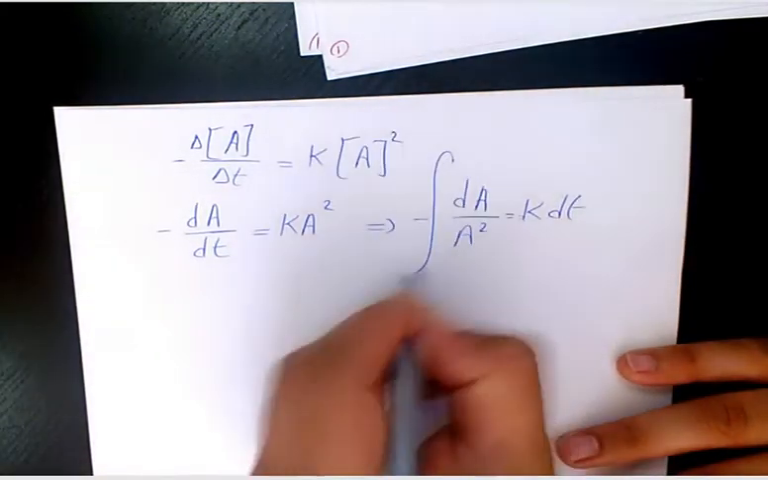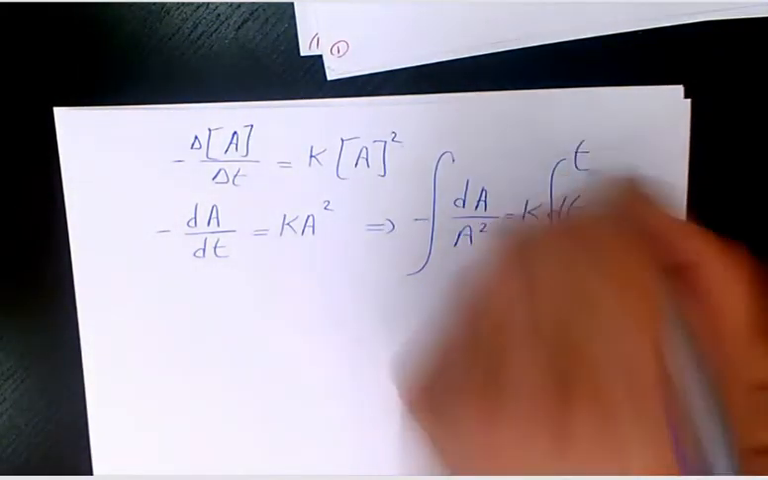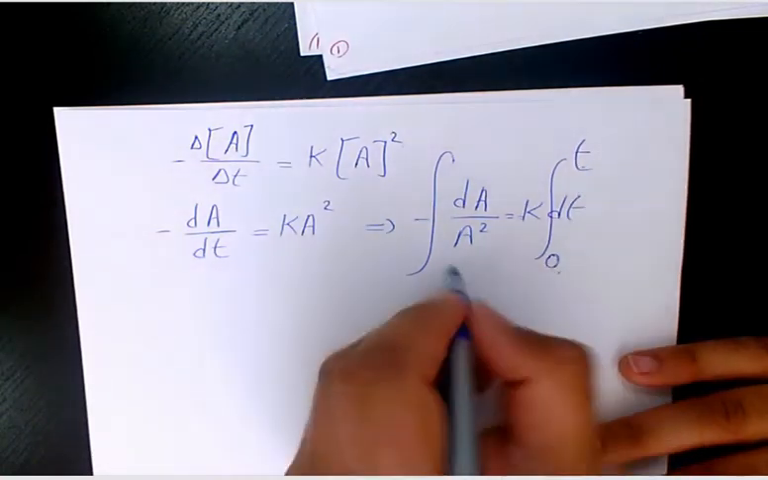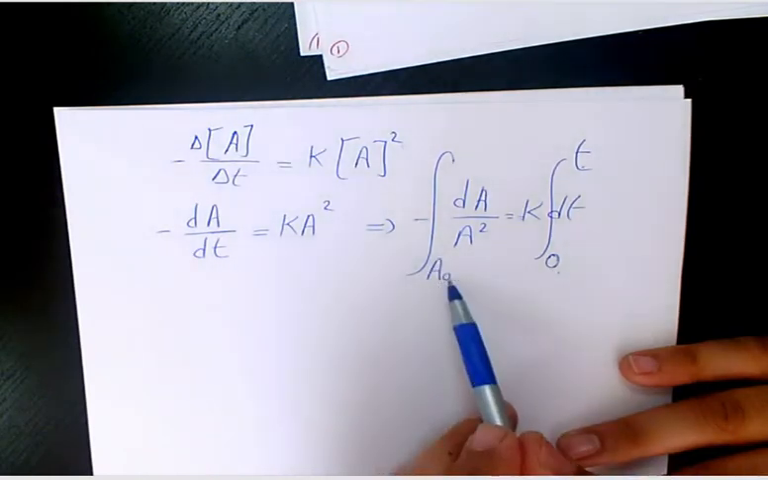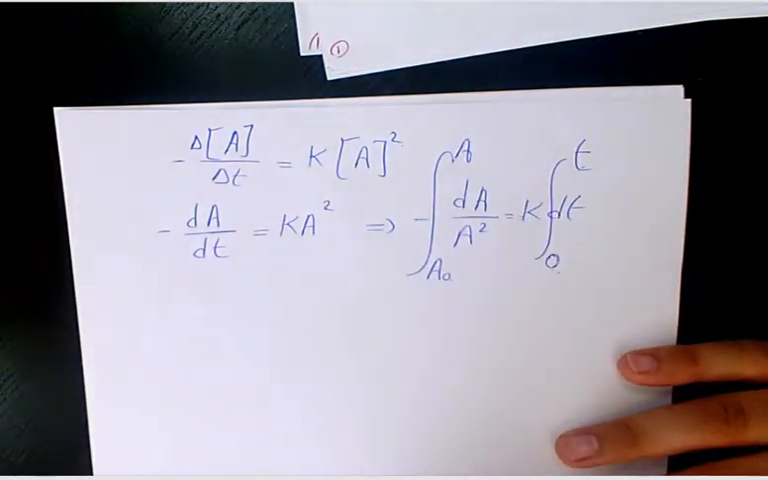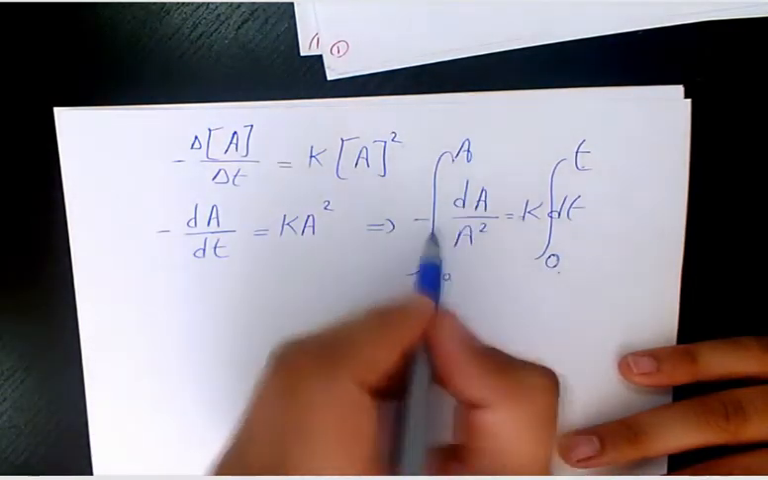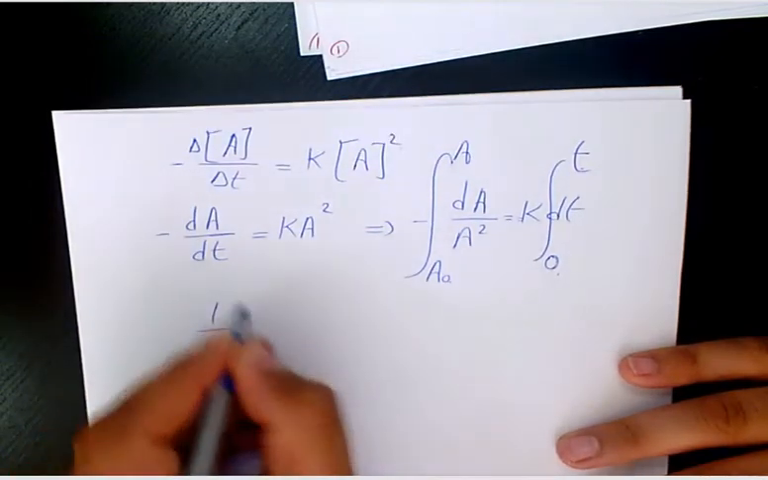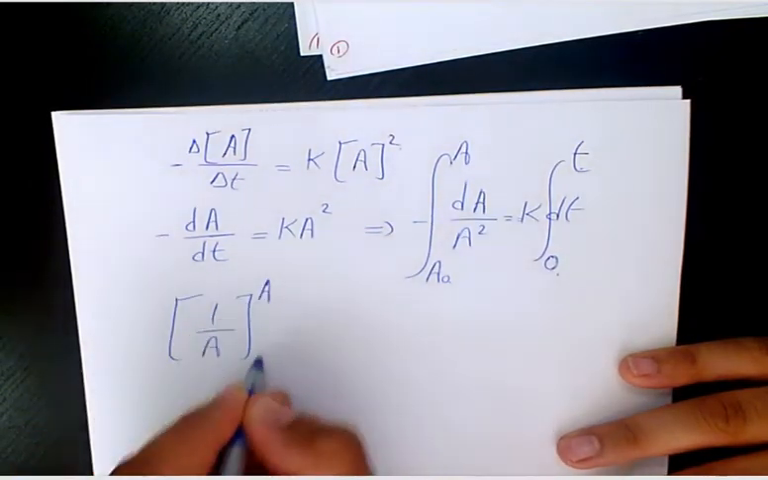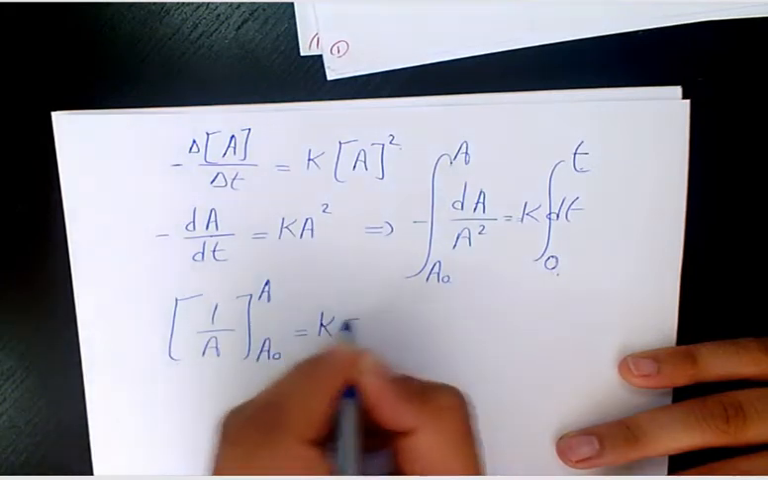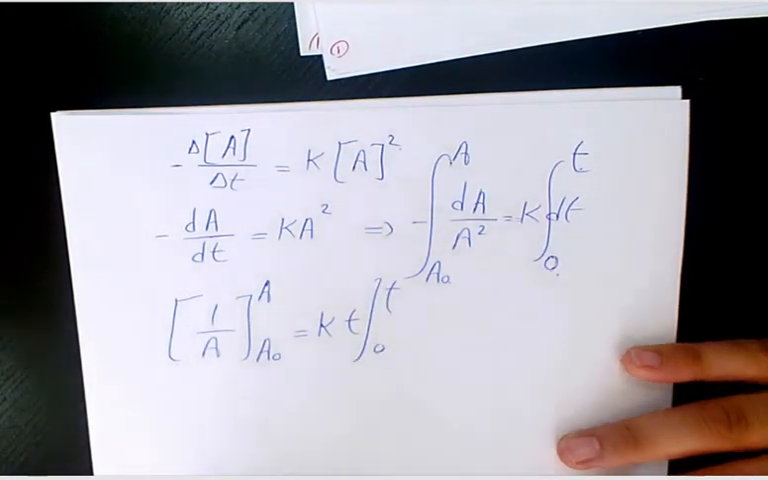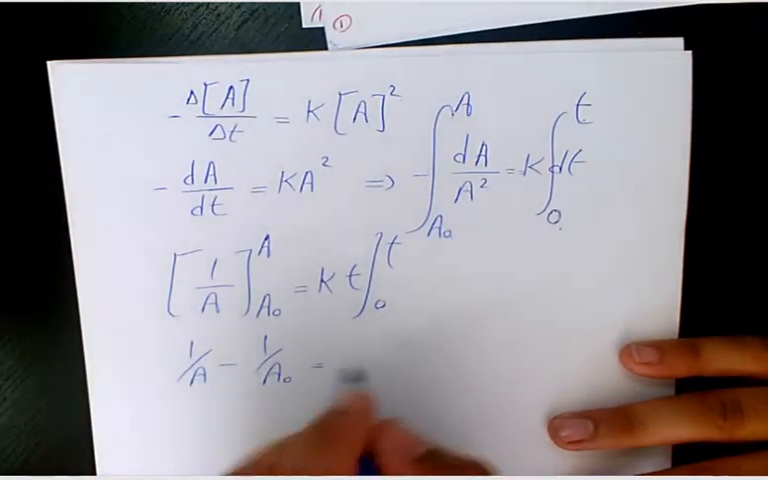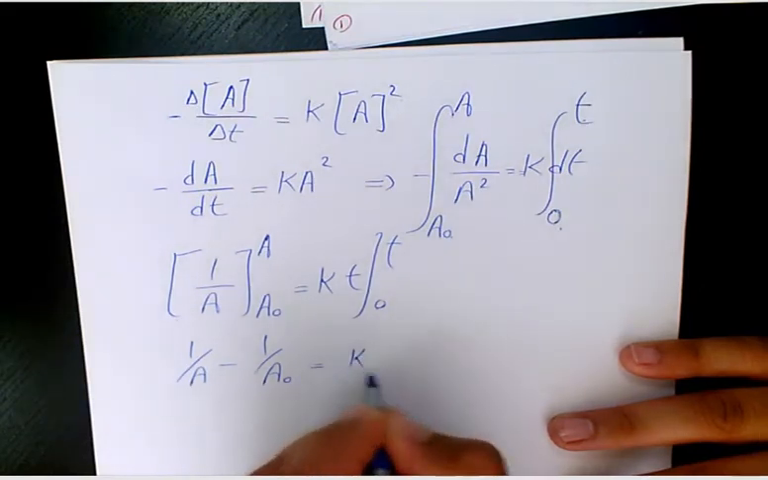Then we need to integrate it from 0 to t. 0 means the start of the reaction, t can be any time. So at the start of the reaction, the concentration is A naught, and the final one is going to be A. When you do the integration, the integral of negative dA over A squared is going to be 1 over A, from A naught to A, and kt from t equals 0. So it's going to be 1 over A minus 1 over A naught equals kt.